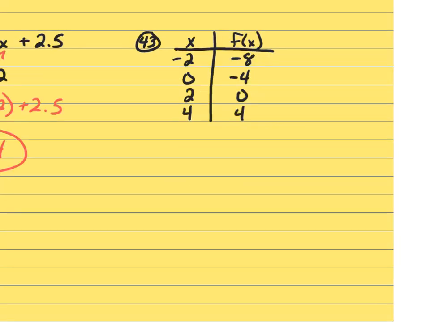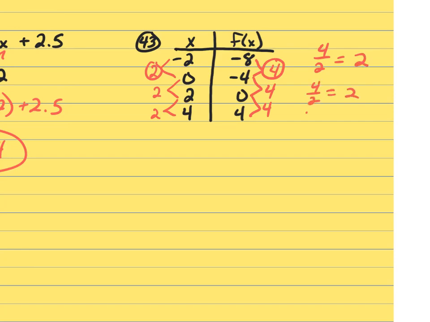Number 43, the average rate of change. Well, the difference in the y's, it looks like it's going up 4, and up 4. The difference in the x's, it looks like it's going up 2, and up 2. So I'm going to take the difference of the y's, 4, over the difference in the x's, 2, and I get a slope of 2, and it appears that it'll be a slope of 2 every time. So my average rate of change is a slope of 2.